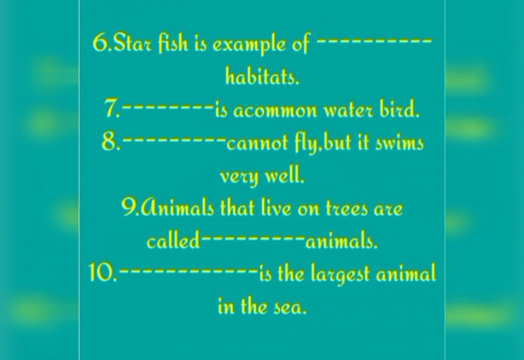Eighth one, dash cannot fly but it swims very well. Ninth one, animals that live on trees are called dash animals. And last one, dash is the largest animal in the sea.